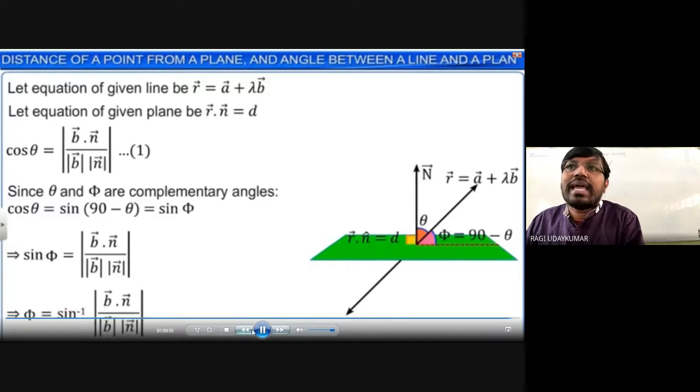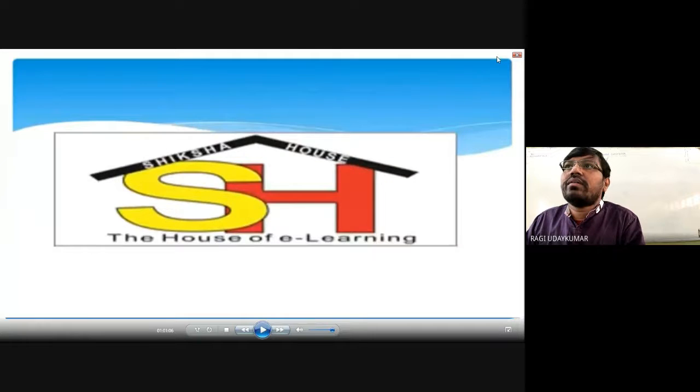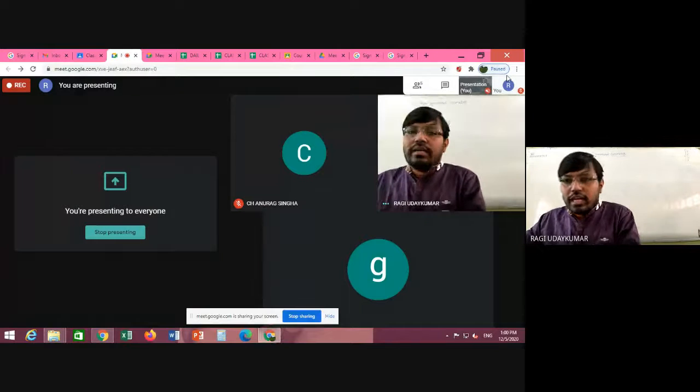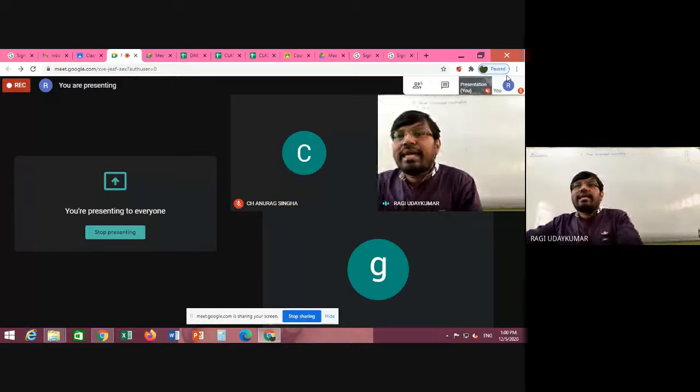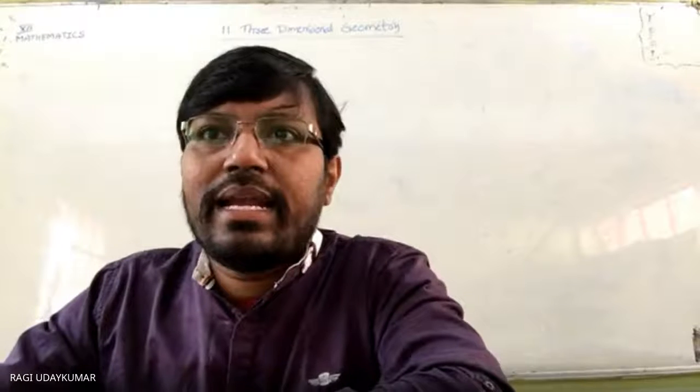Sin of the angle is equal to b bar dot n cap, that is n bar, divided by magnitude of b bar times magnitude of n bar. So this is about the angle between a plane and a line.